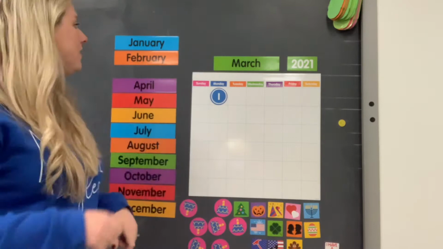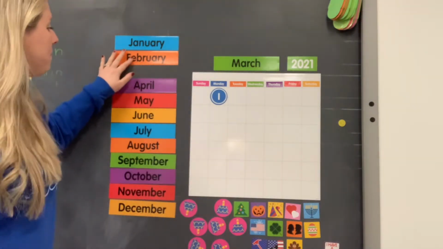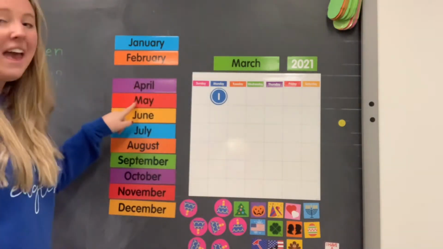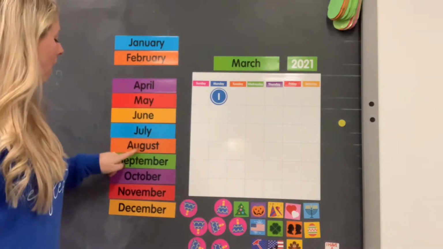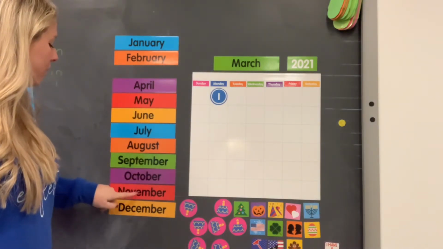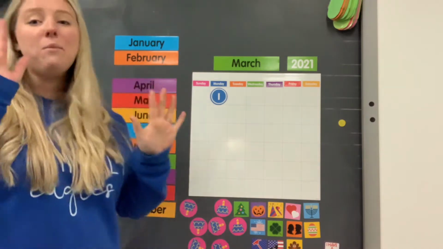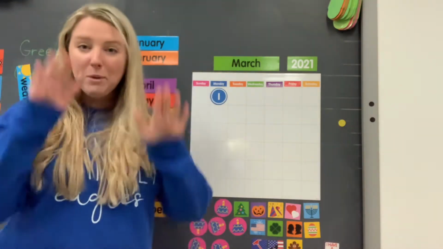Good job, let's drum into the year. Ready? January, February, March, April, May, June, July, August, September, October, November, December. Then we turn around. Good job, you may be seated.